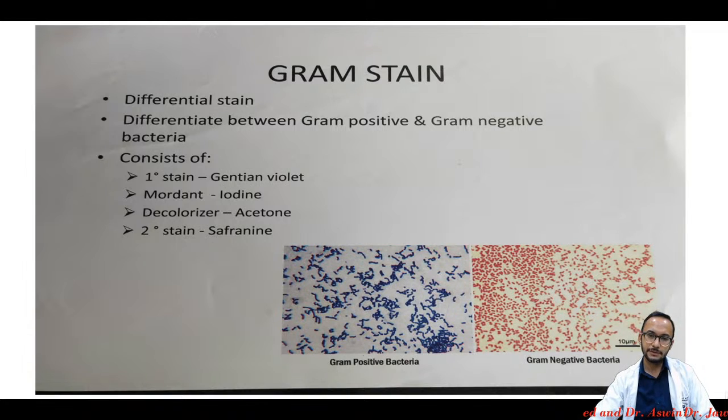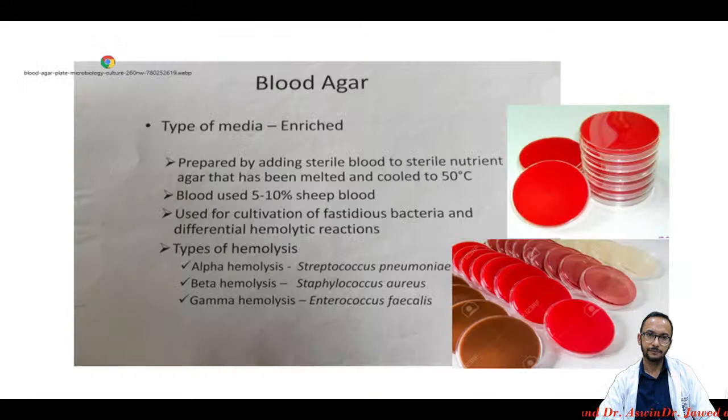After doing gram stain, gram positive organism will appear purple in color and gram negative organism will be pink in color. And for gram positive cocci, we mainly use 2 types of media, that is blood agar, this is the blood agar, and we use chocolate agar. So these are basically enriched medias.